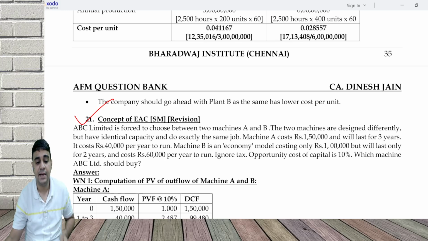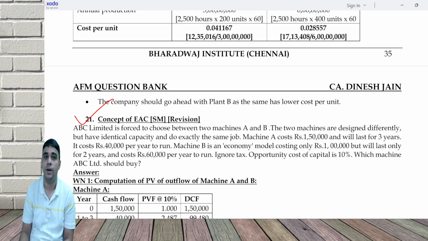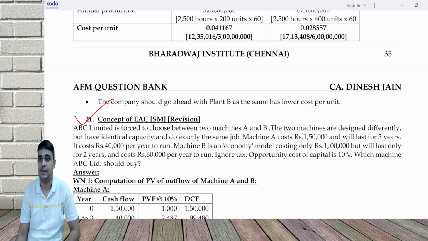ABC Limited needs to choose between two machines. They are designed differently, with identical capacity to do exactly the same job. Machine A will cost 1,50,000 and last for 3 years; it will cost 40,000 to run each year. Machine B, the economy model, costs 1 lakh and will last for 2 years. Ignore tax. Ignore tax is a very important phrase. If you ignore income tax, you have to ignore depreciation and tax saving on expenses, everything. Opportunity cost of capital is 10%.